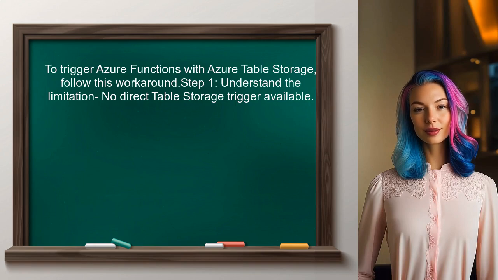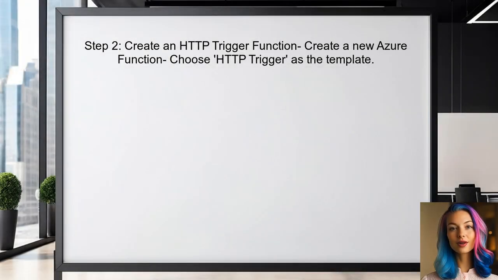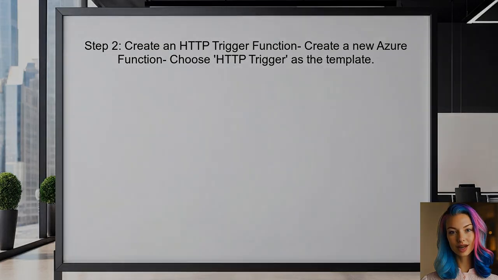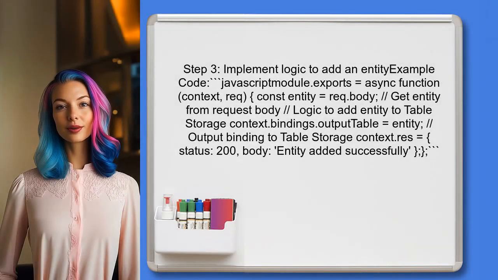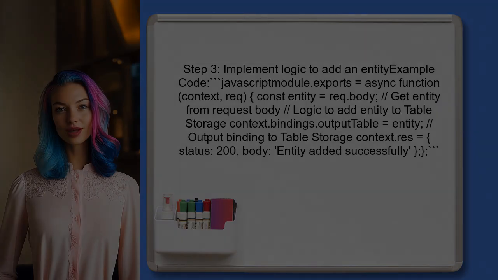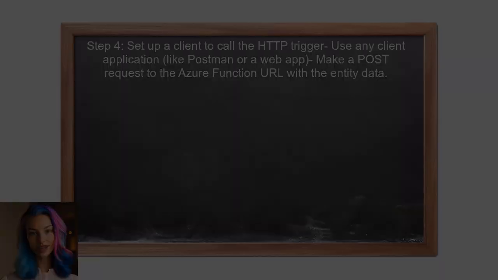To trigger Azure Functions when an entity is added to Azure Table Storage, the user will need to implement a workaround since there is no direct table storage trigger available. The user can create an Azure function with an HTTP trigger. This function will be called whenever a new entity is added to the table storage. Next, the user should implement the logic to add an entity to the table storage within this HTTP triggered function. This way, every time the function is called, it will add a new entity. Finally, the user can set up a client application or service to call this HTTP trigger whenever a new entity needs to be added to the table storage.